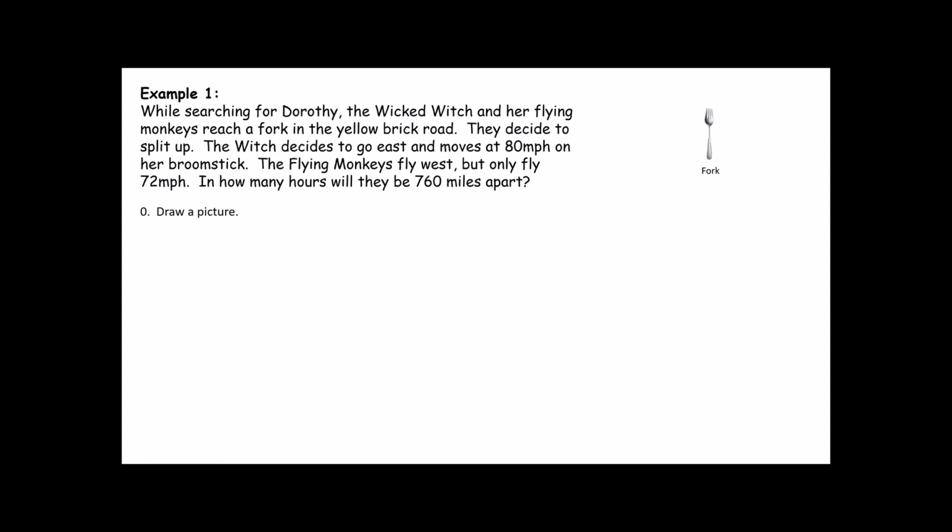While searching for Dorothy, the Wicked Witch and her flying monkeys reach a fork in the yellow brick road and decide to split up. The witch decides to go east and moves at 80 miles per hour on her broomstick. So I've just sketched east to the right because that's how it tends to appear on most maps. The flying monkeys then fly west, but only fly at 72 miles per hour. In how many hours will they be 760 miles apart?